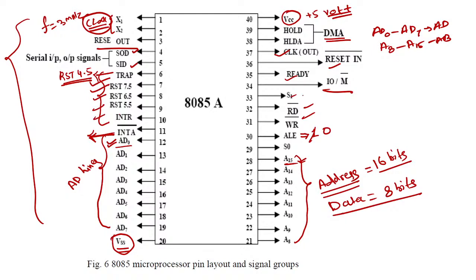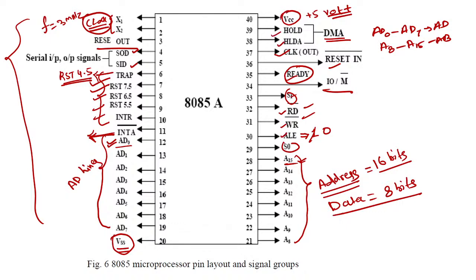Then we have control signals like read, write, ALE, S0. Okay, these are the status signals: ready, S0, S1, reset in. All these are the status signals of the CPU. Then we have control signals like read, write, ALE, HLDA, and hold. These are the control signals.